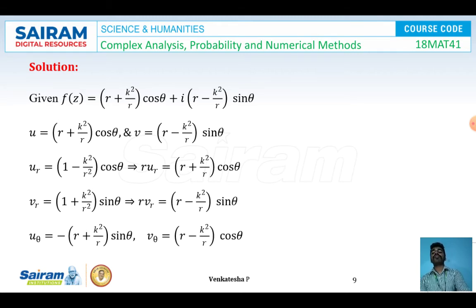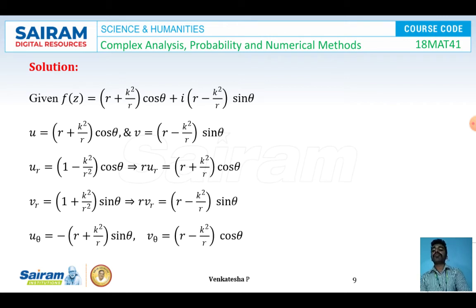Given f(z) = (r + k²/r) cos θ + i (r − k²/r) sin θ. Now I'm going to separate u and v here. Since f(z) = u + iv, I can take u = (r + k²/r) cos θ and v = (r − k²/r) sin θ. Differentiating u and v with respect to r partially, treating θ as constant, I got u_r = (1 − k²/r²) cos θ and v_r = (1 + k²/r²) sin θ.